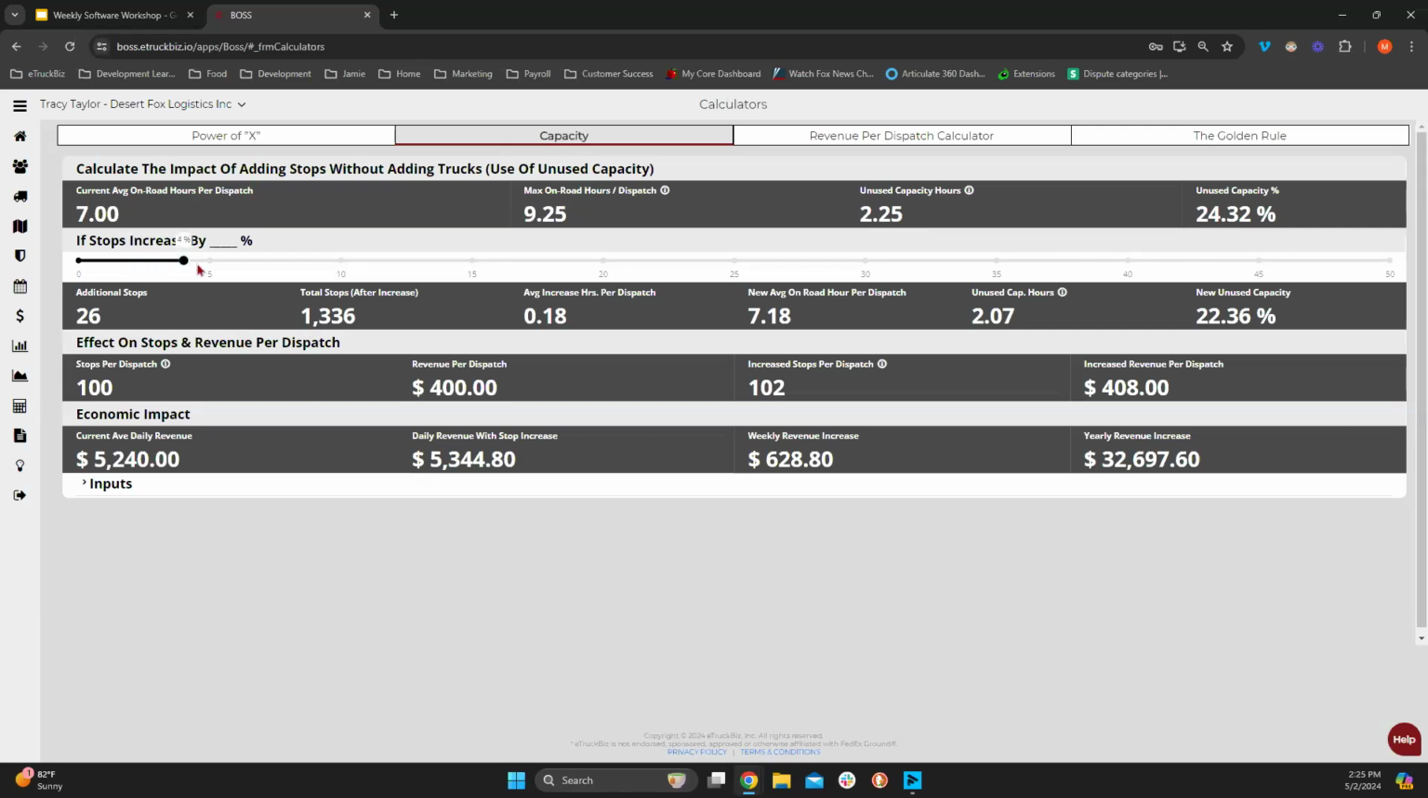So if we increase it again, let's go up to 5%. Now we're cutting down on those unused capacity hours, and we're cutting down on that unused capacity as far as the trucks are concerned. It's only 66 additional stops. And remember, we're not adding a truck here. We're just increasing the volume, and we're using the trucks we already have.